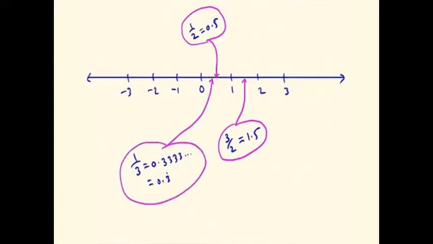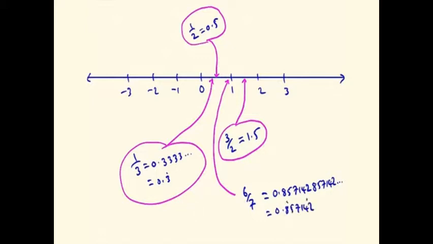If we look close to 1, there's a number here, say 6/7. Okay, and if you divide 7 into 6 repeatedly, what you get is 0.857142, and then the digits repeat 857142 forever. So we say 6/7 is 0.857142 repeated.